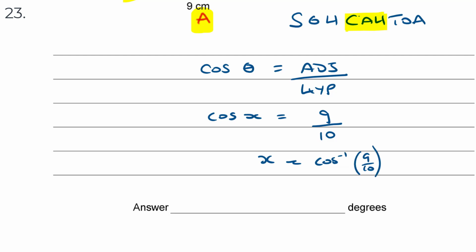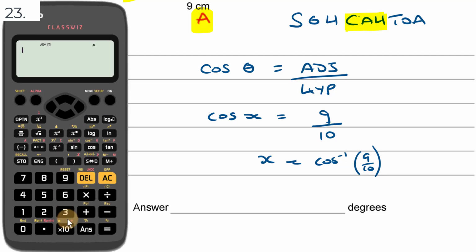Okay, so that, reaching for the calculator, shift cos 9 divided by 10 comes out to 25.84, which we're just going to round off to 1 decimal place, 25.8.